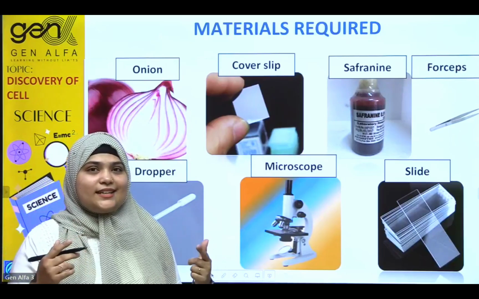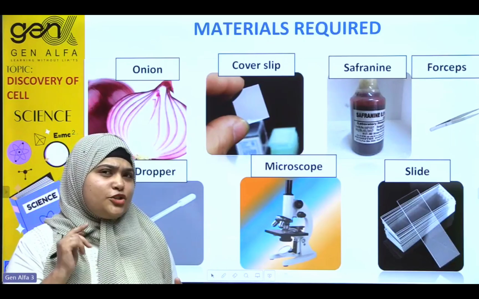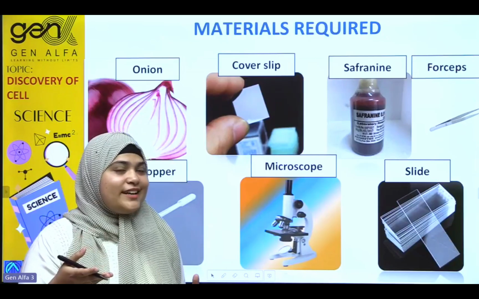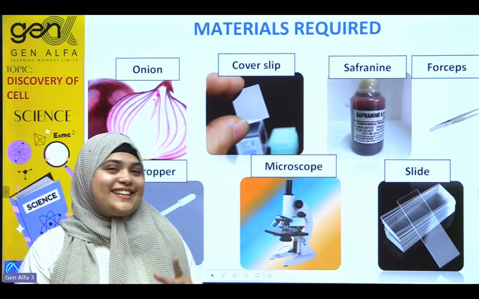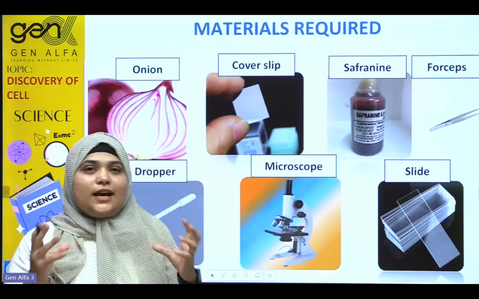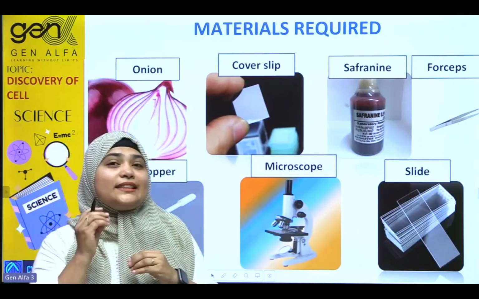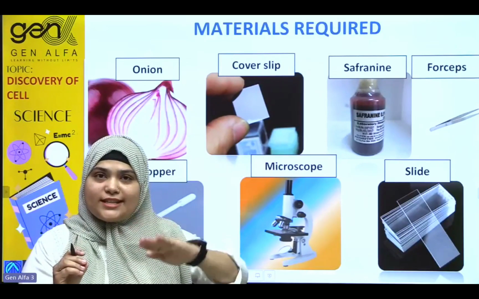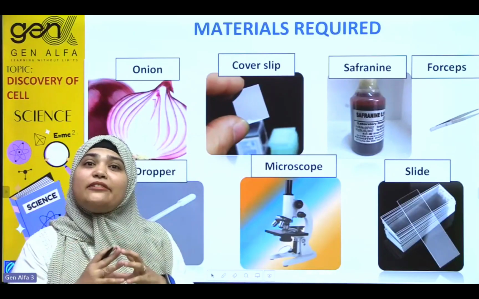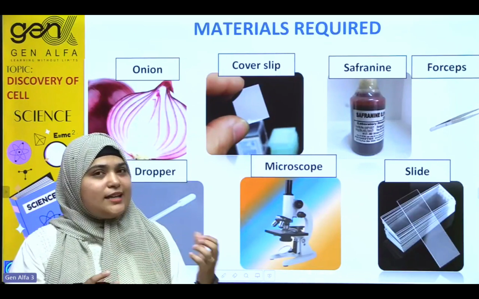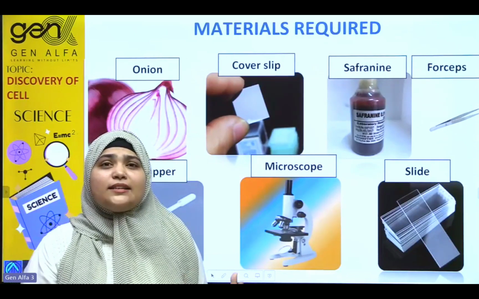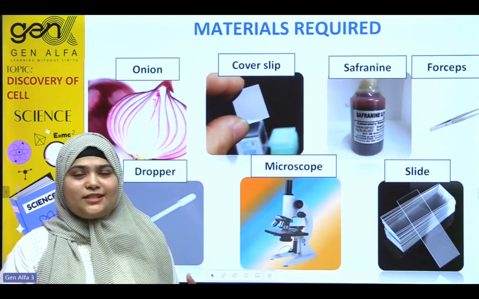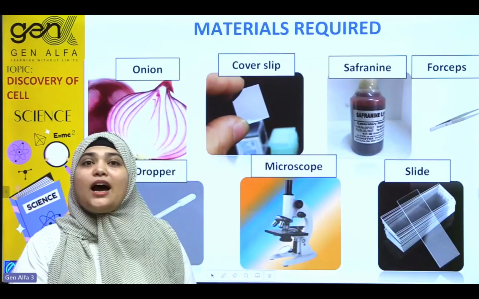Just think, have you ever chopped onion in your kitchen? Have you ever cried while cutting onions? If you cut the onions, you will find there is a thin layer inside the onion. The inner side of the onion contains a very thin transparent layer, and this transparent colorless layer is powerful enough for microscopic slides. So this is the reason why we have taken onion.